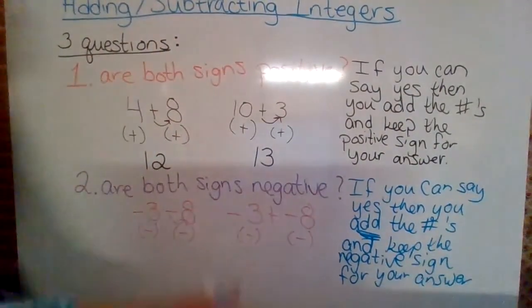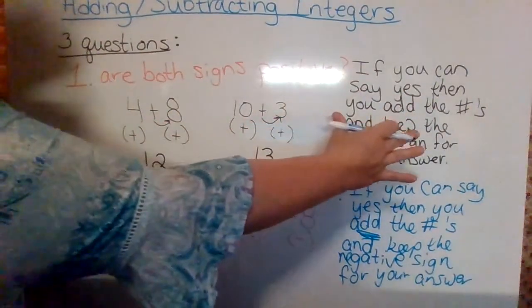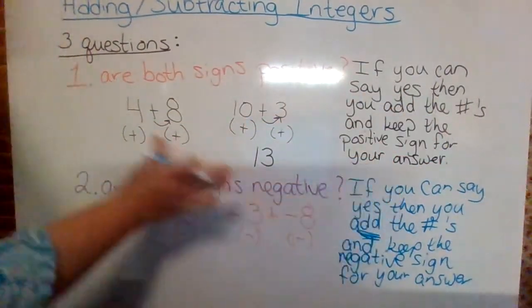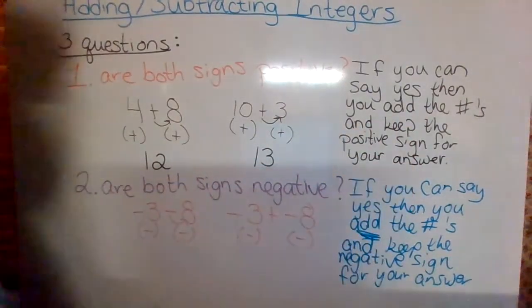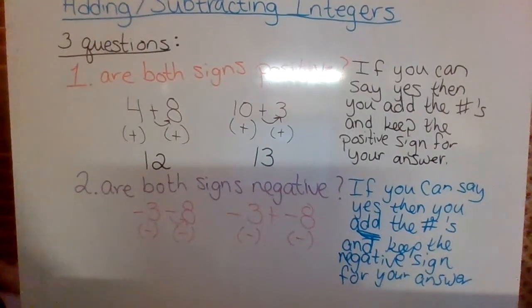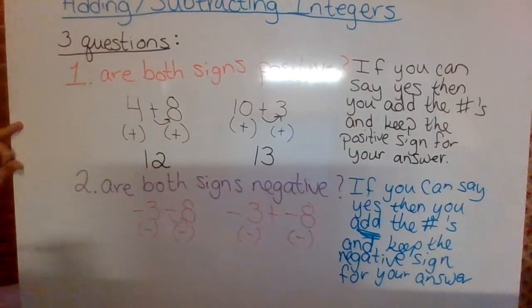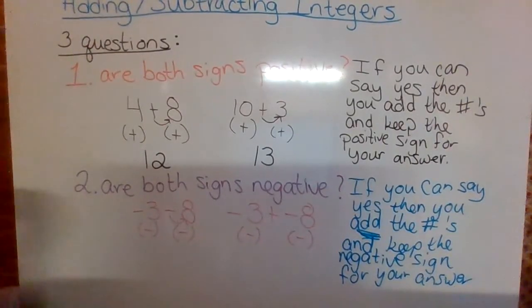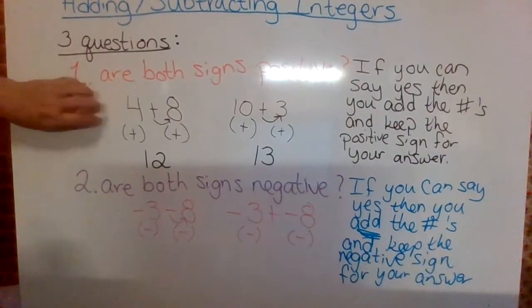Okay? So, if both signs are positive, you add and you keep the positive. If both signs are negative, you add and you keep the negative. So those are your first two questions that I told you we were going to ask about. There's a third question that we're going to talk about, but I want everybody to pay attention to these first two, because for some reason we get lost.